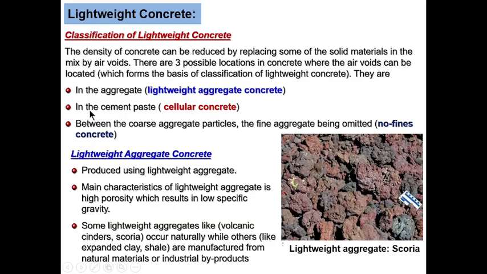Now let's look at the classification of lightweight concrete. The density of concrete can be reduced by replacing some of the solid materials in the mix with voids. There are three possible locations in concrete where the voids can be located, and this forms the basis of classification of lightweight concrete.